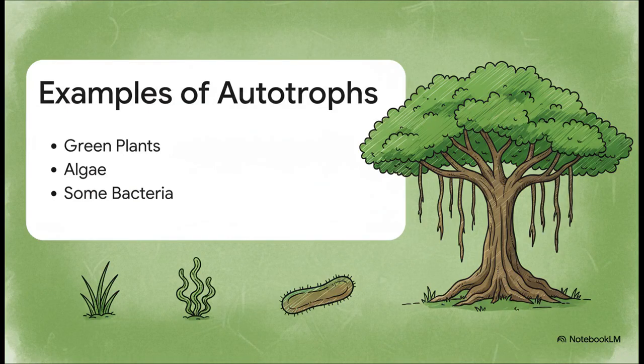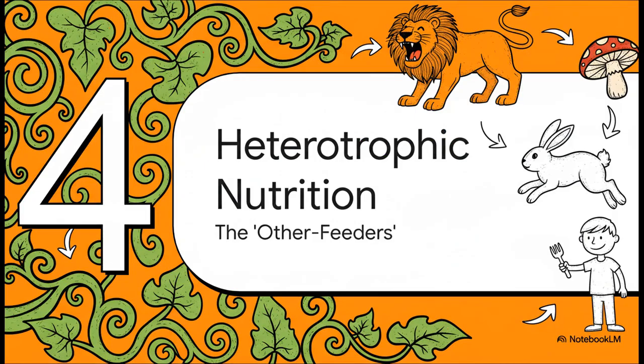And the best examples of autotrophs are all around us. All the green plants you see, from the smallest grass to the biggest trees, they are all autotrophs. They make their own food using a process called photosynthesis, which we will study later. Other examples include algae and even some types of bacteria. Okay, so that was our first type.